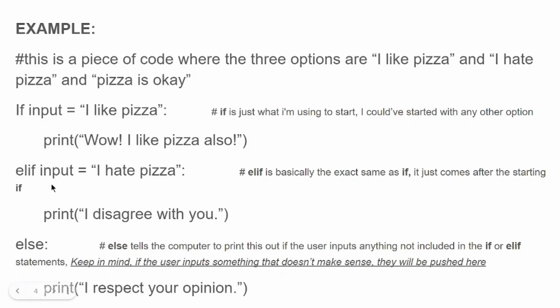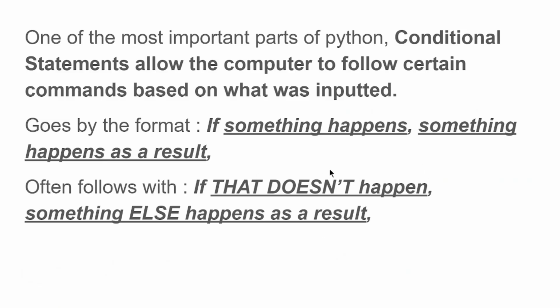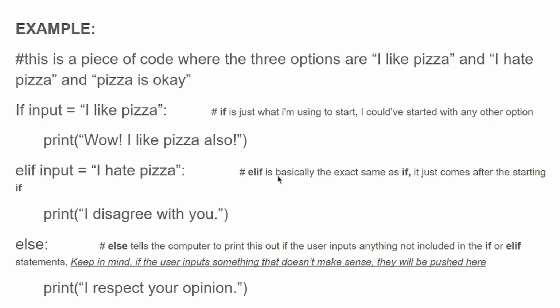Now here, for the elif input, I hate pizza, print I disagree with you. This is basically saying if the user doesn't input I like pizza and instead inputs I hate pizza, print this out. Elif is basically just else if combined together, those two words. However, I think it would fall more within if something happens as a result, because there is an equal sign. As you can see here, the I disagree with you is being printed as a direct result of the user inputting I hate pizza.